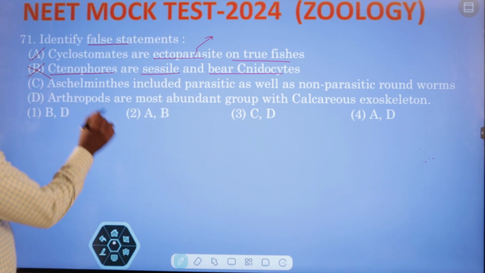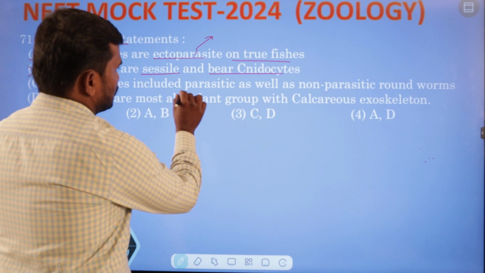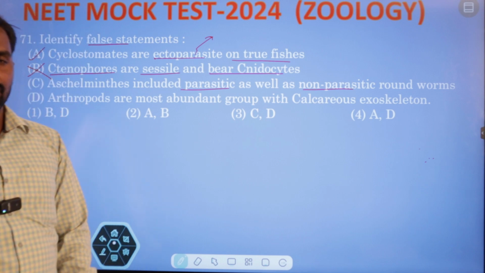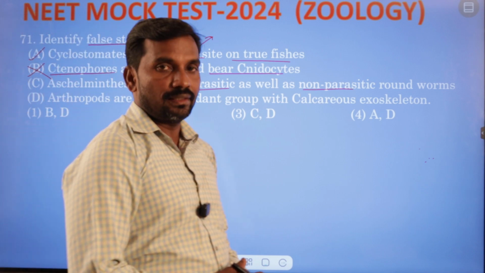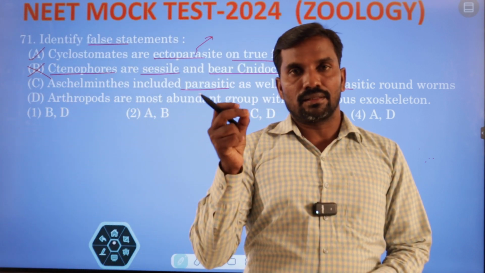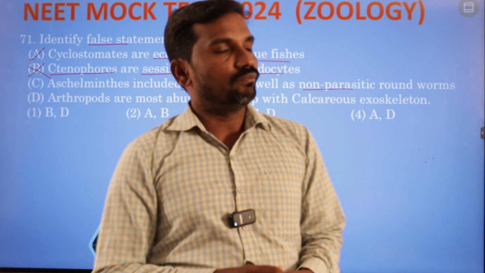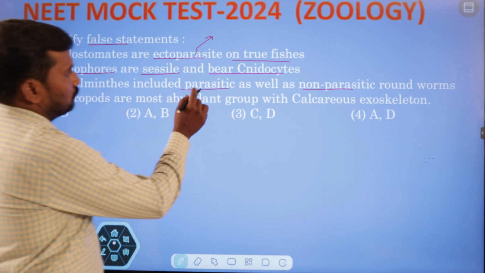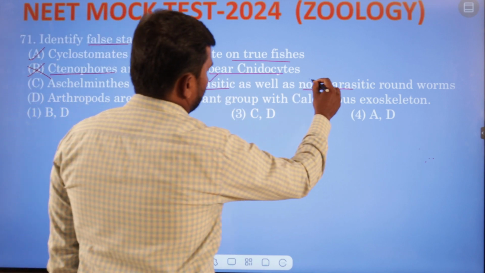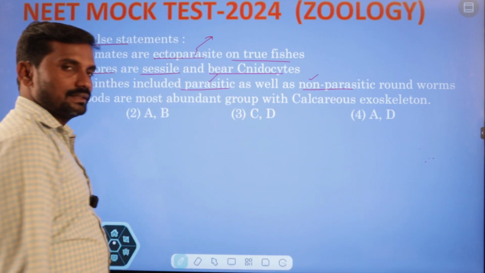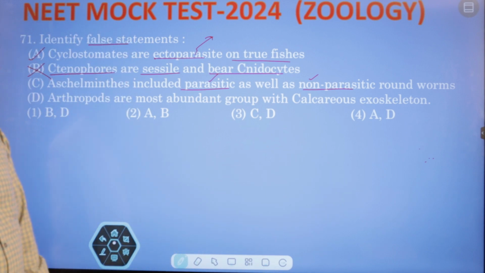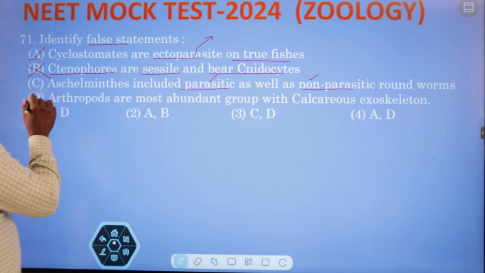The statement says Aschelminthes included parasites as well as non-parasitic roundworms. The difference between Aschelminthes and Annelida: Aschelminthes are round unsegmented worms, Annelida are round segmented worms. Both of them contain both parasitic as well as non-parasitic organisms. For example, Ascaris lumbricoides and Wuchereria. Wuchereria is non-parasitic, sometimes it acts as a parasite also. So this is the correct statement.